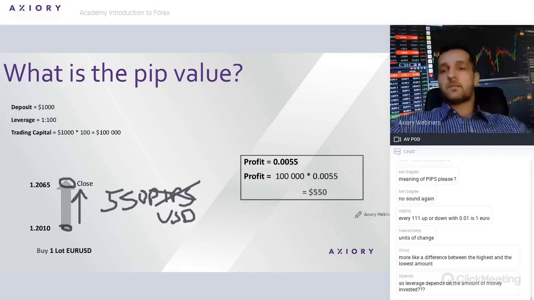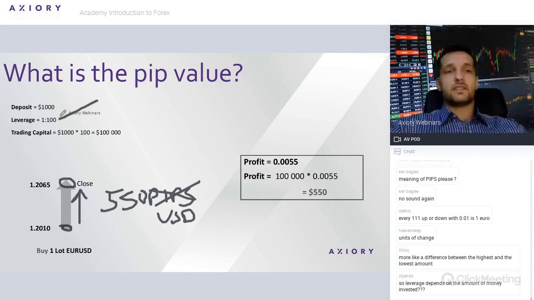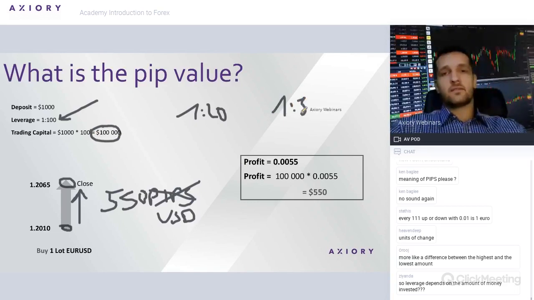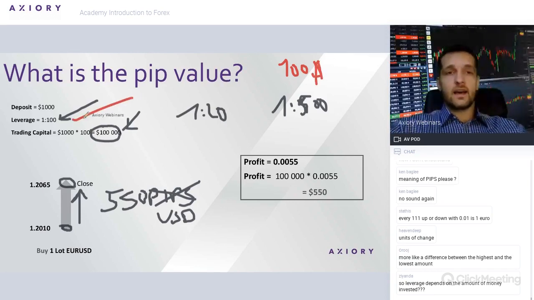No, leverage does not depend on the amount of money invested. Leverage is built into your account. You can change it. You can move it from 1 to 50, 1 to 100. At some point, it can be 1 to 500, for example, 1 to 200. Long story short, my friends, the lower the leverage, let's say 1 to 20, the smaller position size you will control. The bigger the leverage, let's say 1 to 500, the bigger position you will control. So for accounts where you have a small amount of money like $100, you can feel like controlling a lot using high leverage, like 1 to 100, for example.